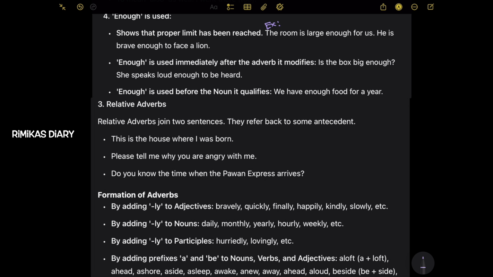Enough is used immediately after the adverb it modifies. Is the box big enough? So it is used immediately after the adverb it modifies. She speaks loud enough to be heard. Enough is used before the noun it qualifies. We have enough food for a year. So here it qualifies the noun food.